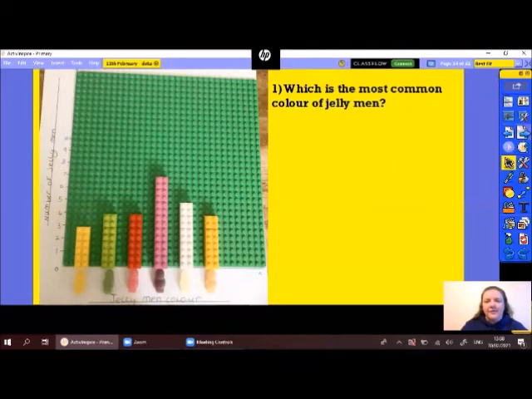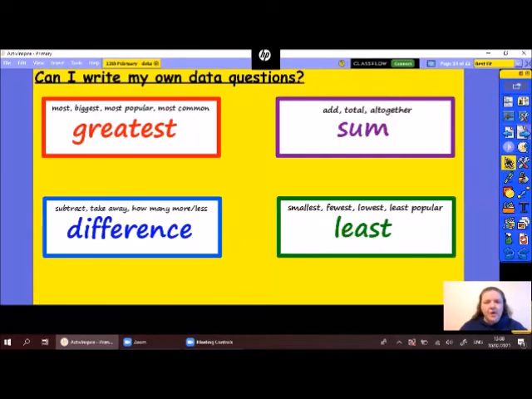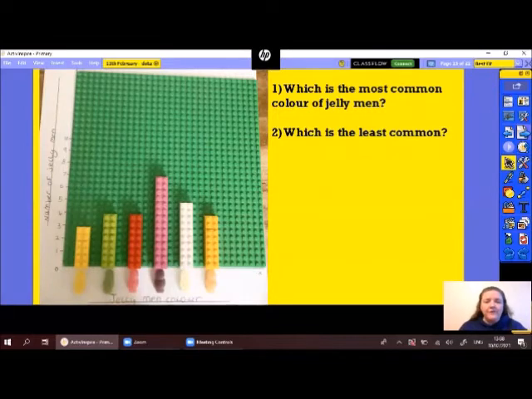Okay, let's have a look at another one. This time let's go opposites. So let's go for green, let's go for least. Now we could use the word smallest, fewest, lowest, least popular. We can't really use least popular with this chart because this one's about how many there are, not how many people want. So I've gone for the question, which is the least common? Simple question, and all we're looking for is the smallest bar. So that would be the yellow one.